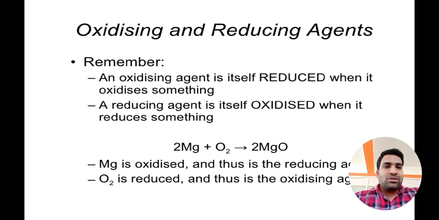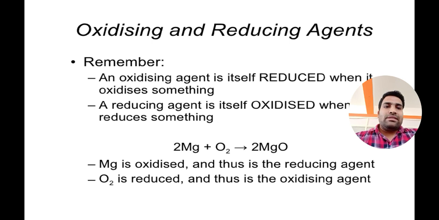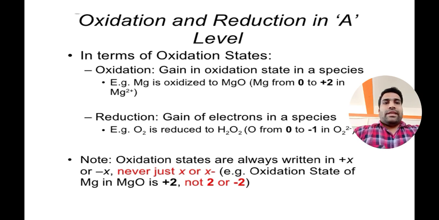2 Mg plus O2 gives 2 MgO. Here Mg is oxidized and thus is the reducing agent. O2 is reduced and thus is the oxidizing agent. Next, we have one more level of understanding this, that is in terms of oxidation state. Oxidation means gain in oxidation state in a species. Example, magnesium is oxidized to MgO. Here Mg goes from oxidation state 0 to plus 2 in Mg2+.